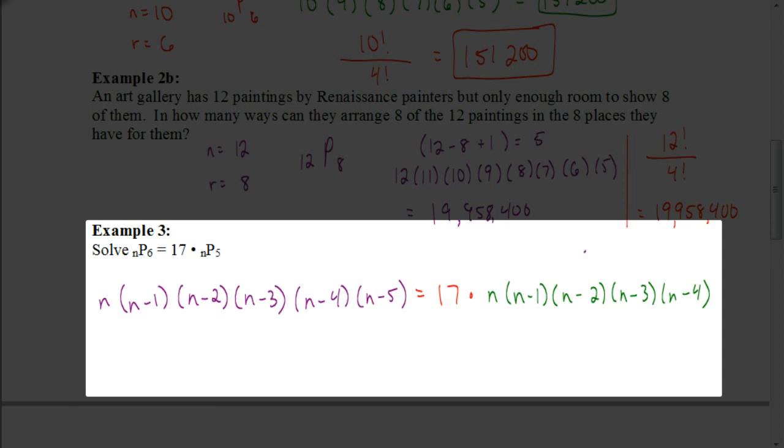So now I want to solve this equation. This might look pretty complicated, but it's really not. What we're going to do is divide both sides by n, and you can see then you'd get rid of the n's. Divide both sides by n minus 1, and you get rid of n minus 1. Divide both sides by n minus 2, you get rid of the n minus 2's. Divide both sides by n minus 3, we get rid of the n minus 3. Divide both sides by n minus 4 to get rid of the n minus 4. And now on the right side, we're just left with 17. On the left side, we're left with n minus 5. So I have this equation, n minus 5 equals 17. Add 5 to both sides, and we get 22. So our answer here is that there would be a total of 22 items.